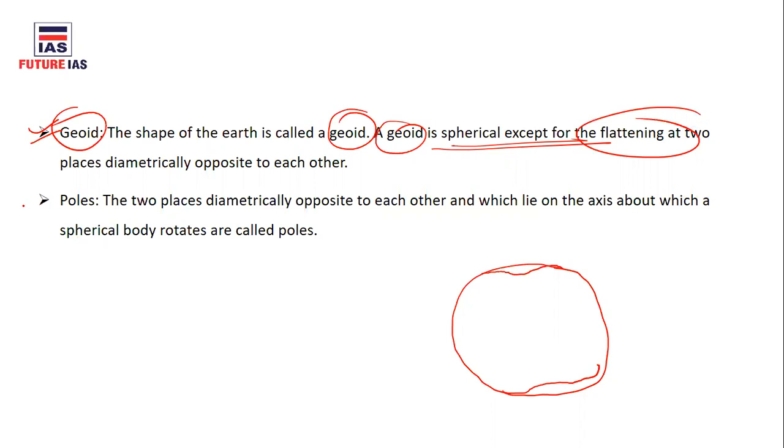All right. Next is poles. What are the poles? The poles are generally diametrically opposite to each other, and they lie on the axis.